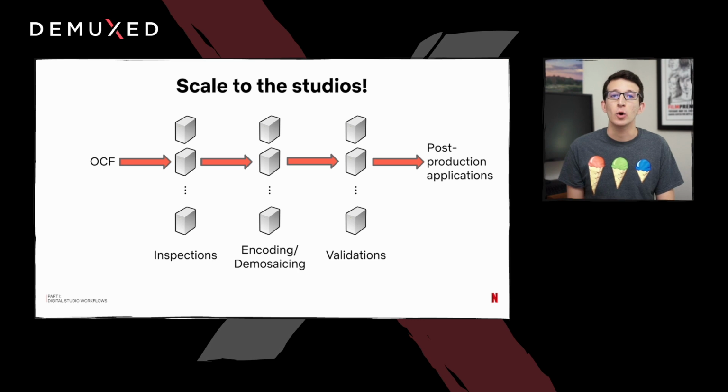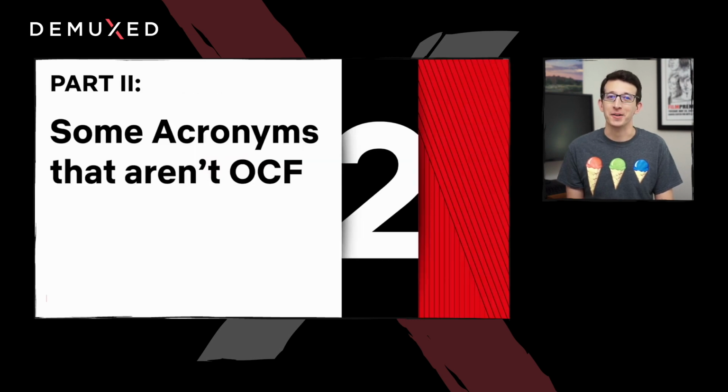For that, we'll move on to some acronyms that aren't OCF. Welcome to the industry-wide acronym jungle. If you stick with me, I'll point out 6 acronyms that will help you understand the tooling we rely on to bring joy to our creators. They are ASC-CDL, LUT, ACES, AMF, EDL, and OTIO.